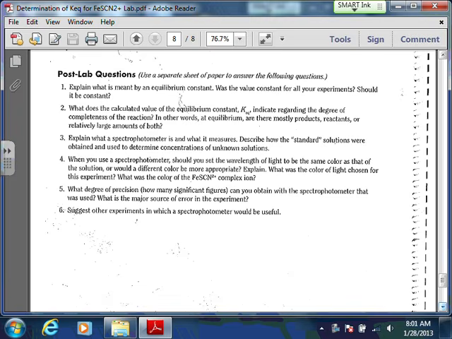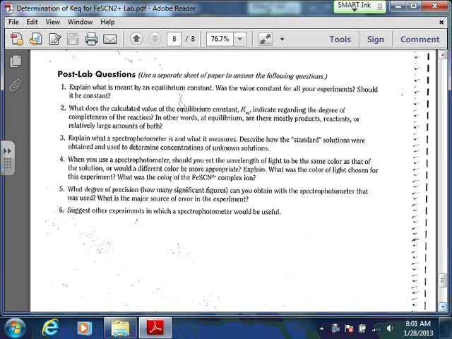The higher the concentration, the more blood red it is, and therefore the more blue it's absorbing, the more red it's reflecting. Okay. When you use a spectrophotometer, should you set the wavelength of light to be the same color as the solution, or would a different color be more appropriate? We just talked about that.